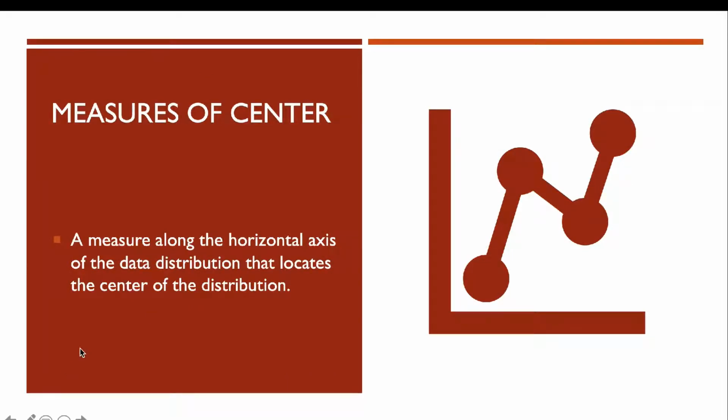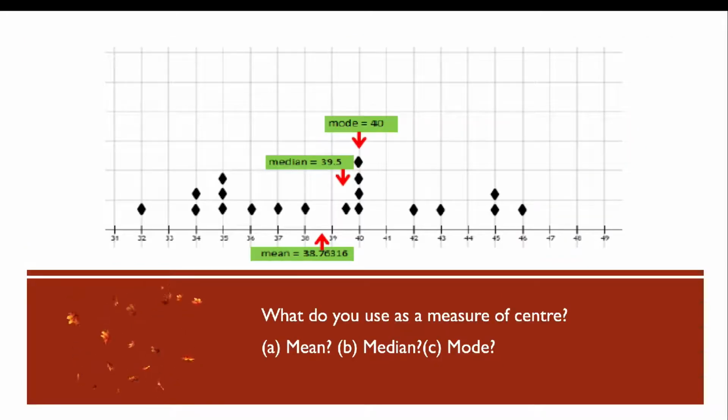Next up is measures of center. A measure of center is a measure along the horizontal axis of the data distribution that locates the center of the distribution. So in this case, we have to know what the measures of the center are. It can be defined by mean, by median, or by mode. For example, from this list of data, how do you decide to use this as the measure of the center?